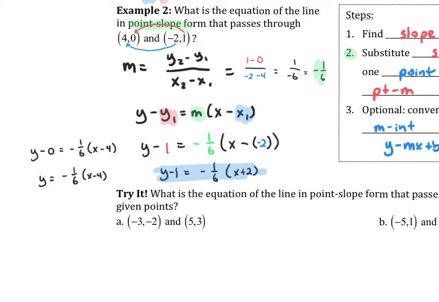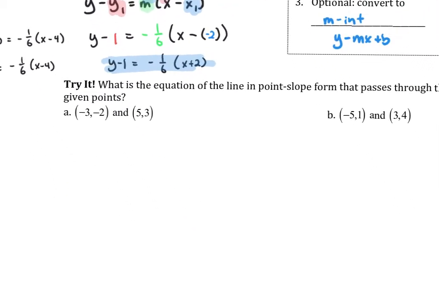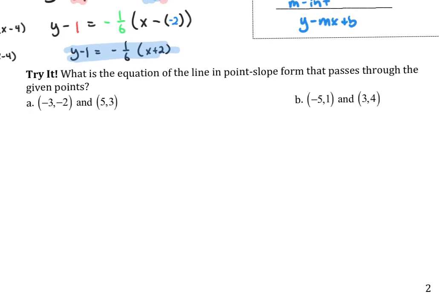All right, so that's where we stop. However, notice what the try it part here says. It says, what's the equation of the line in point slope form that passes through these points? So we're still going to do point slope form here. So no however there, just point slope form.